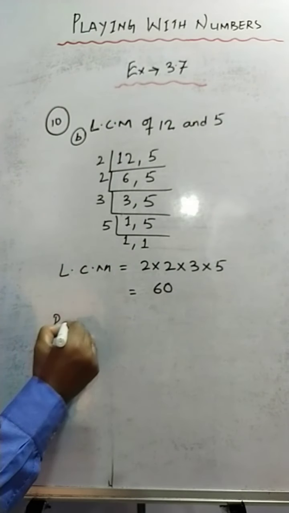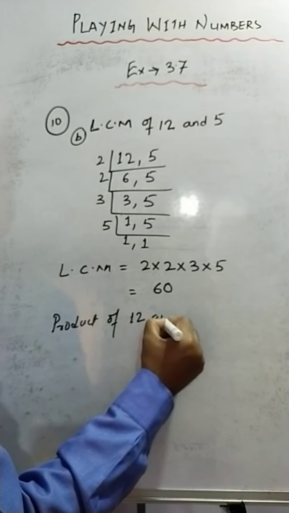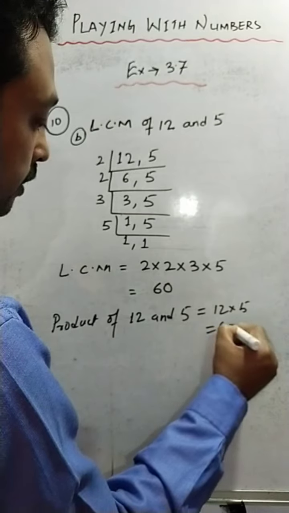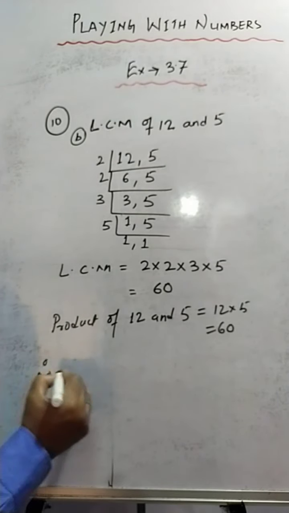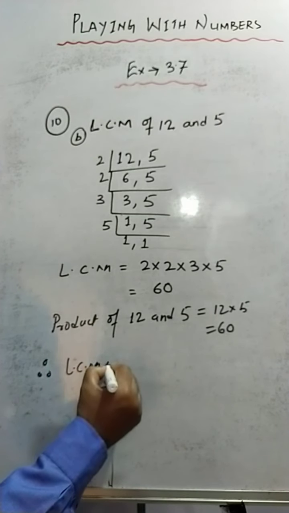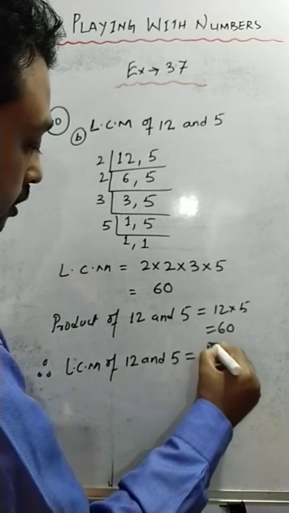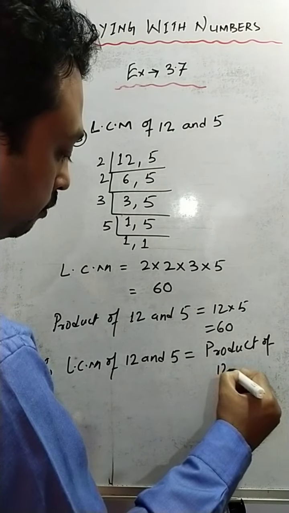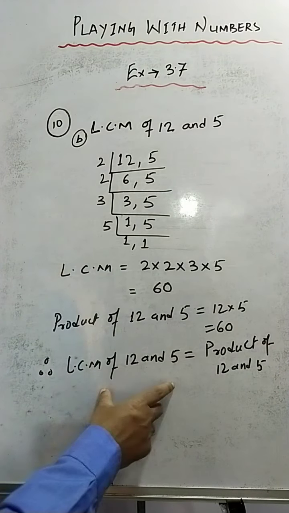Now we'll check the product of 12 and 5. The product of 12 and 5 is 12 into 5, which gives 60. So see, again it is matching. So we'll write therefore, the LCM of 12 and 5 is equal to the product of 12 and 5. Both answers are 60 only.